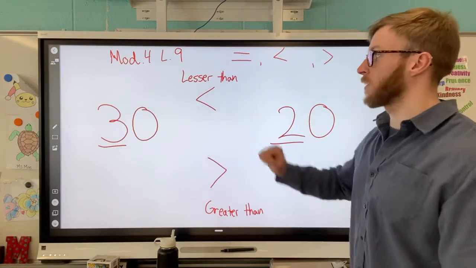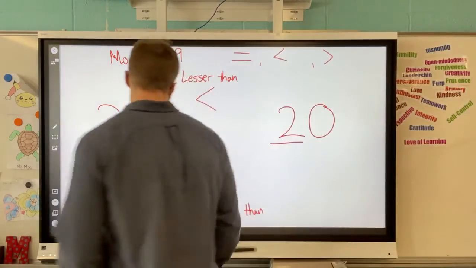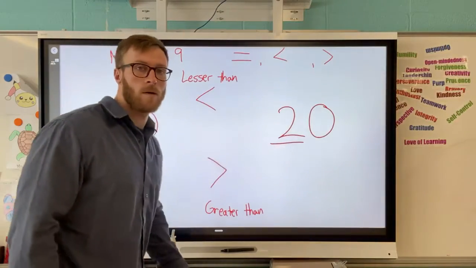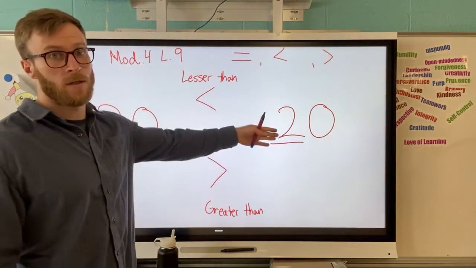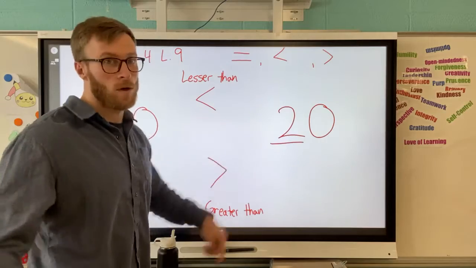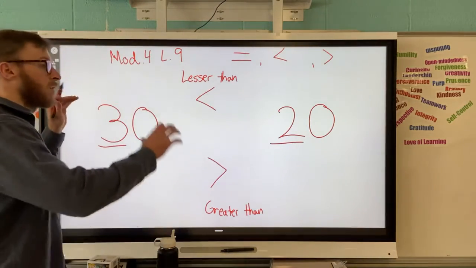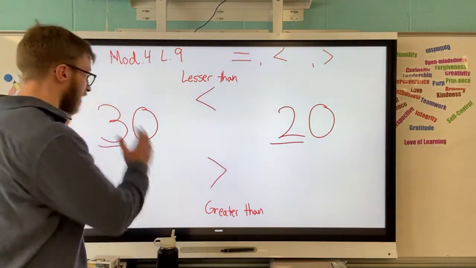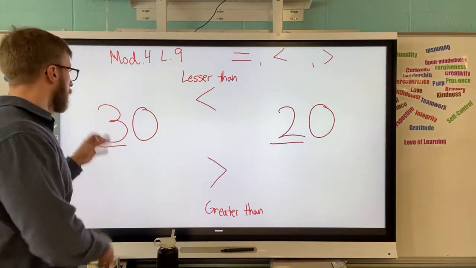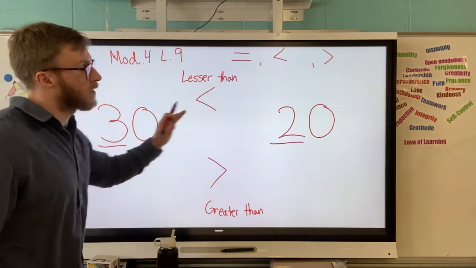30 has the greater tens place. There's 3 tens over here and only 2 over there. I'd rather have 3 cookies compared to 2 cookies because I'd have more cookies with 3. So that must mean we don't have to look at the ones place value because the tens place is already telling us which one's bigger. 3 is bigger, that means 30 is the bigger number.